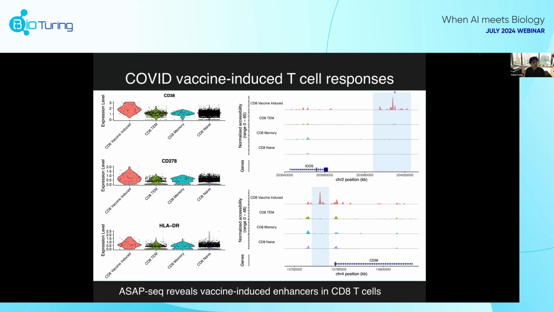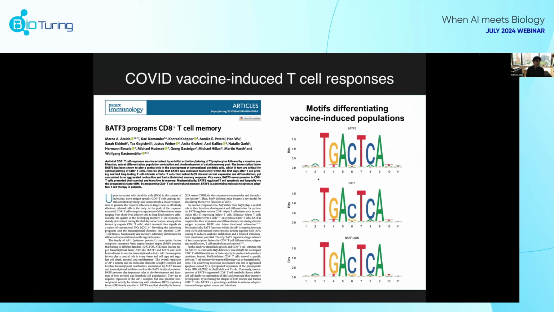The other thing that we can do if we have lots of these enhancers is we can look for transcriptional regulators that are now responsible for establishing and maintaining this cell state by using motif analysis, which is quite common for ATAC data. And so when we do that, we get a very nice and strong hit for the transcription factor BATF3.